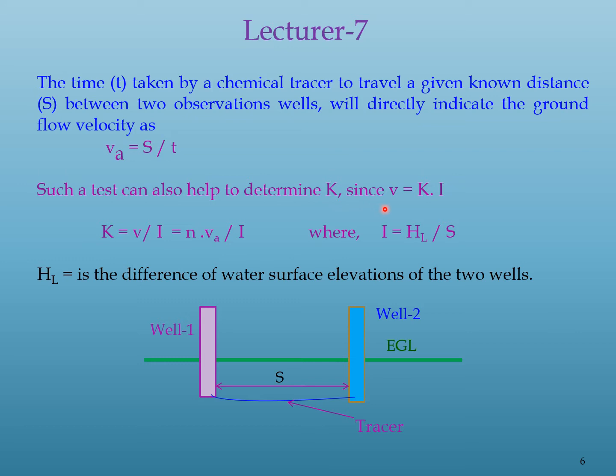As we know from Darcy's Law, the velocity v equals k into I, and from here we can calculate k equal to v divided by I. Again we know v equals n Va, which we have seen in slide 3. So we can get k equal to n Va divided by I, where I equals HL by S, where HL is the difference of water surface elevation of these two wells and S is the distance between these two wells.